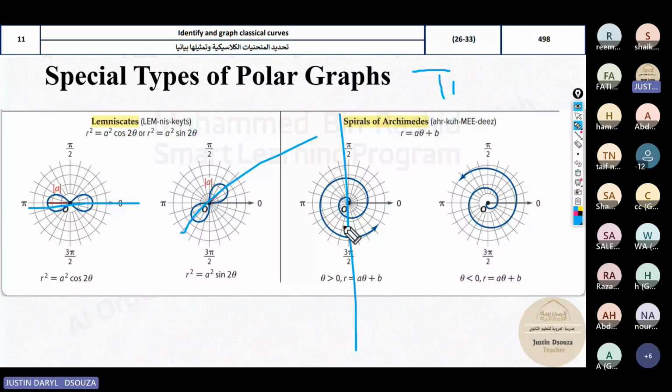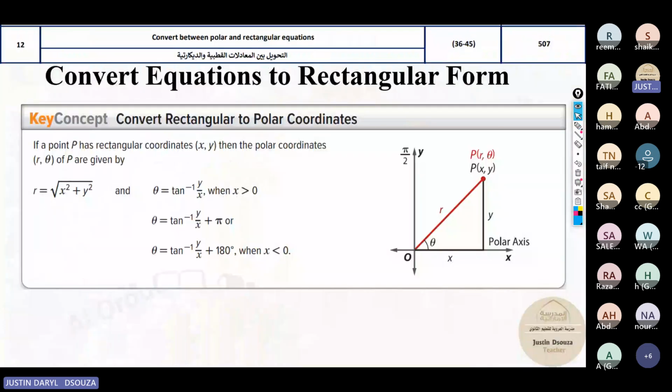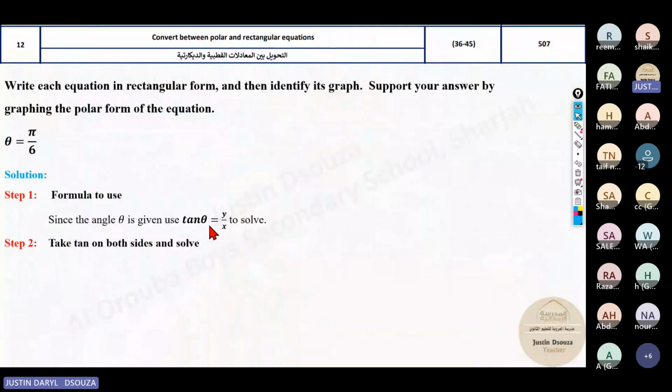Symmetry lines are there, but here, no. Okay, because they're unequal. So that's the thing. This is about graphing. And this is just conversion, guys. You should just remember the formula and easily convert it.